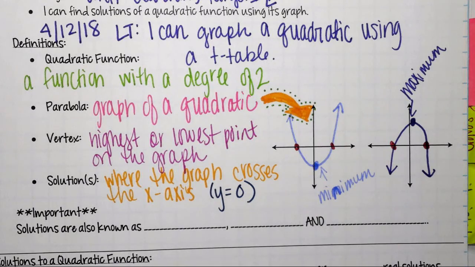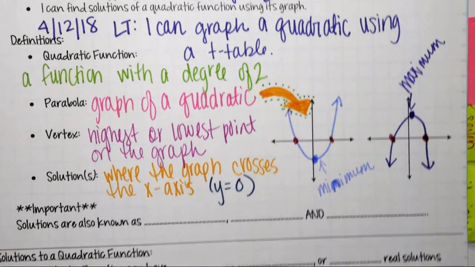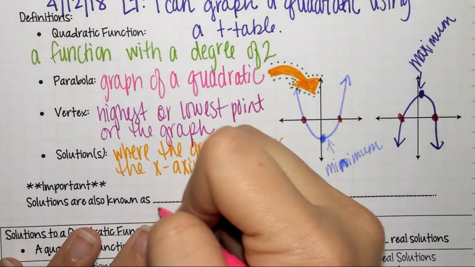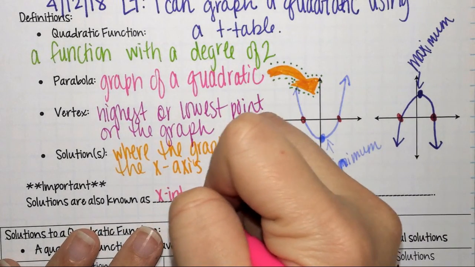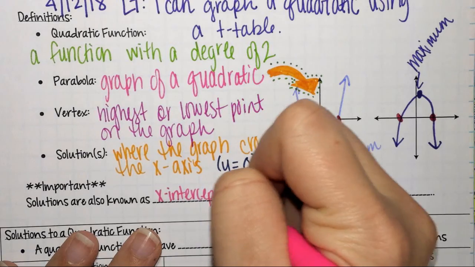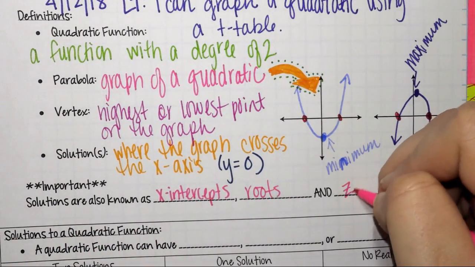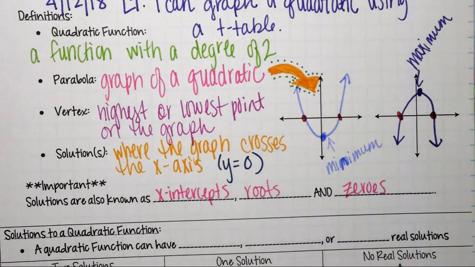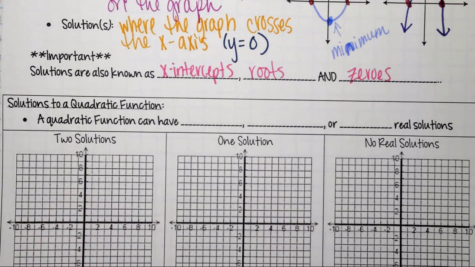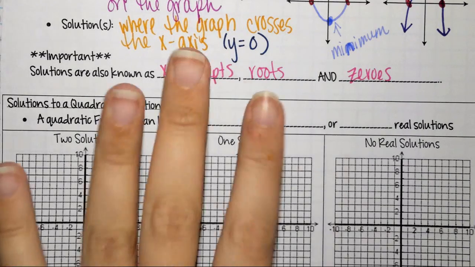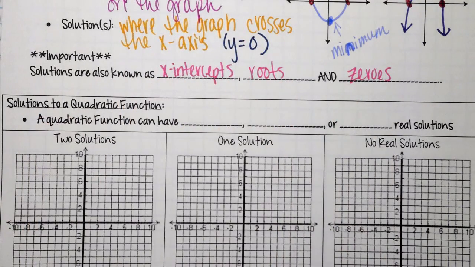Lexi, we almost ready? Alright, so solutions have 3 names. These are very important. They are known as x-intercepts. They are also known as roots. And the last name that they are called by are zeros. So they have 3 names, and I could ask you different ways. I could say, tell me what the x-intercepts are, tell me what the roots are, tell me what the zeros are. And that's where it crosses the x-axis, or where y equals 0.